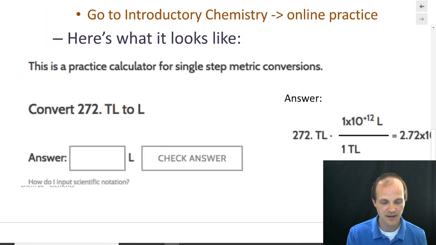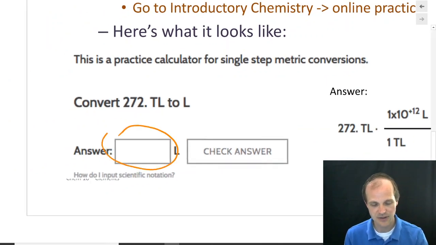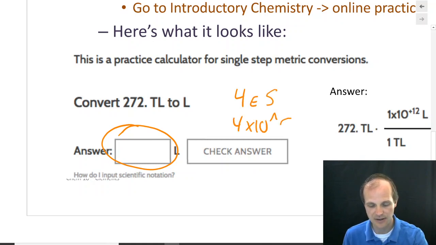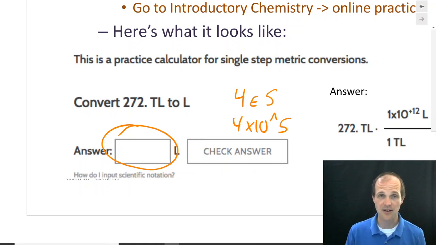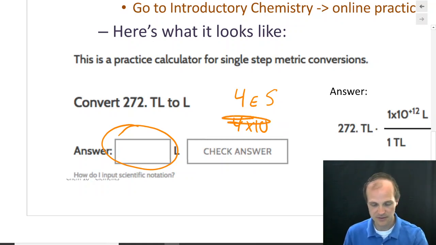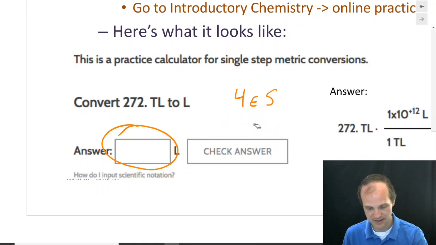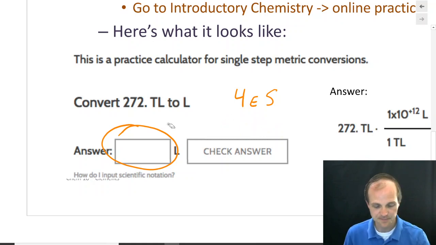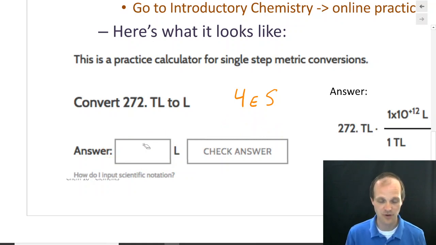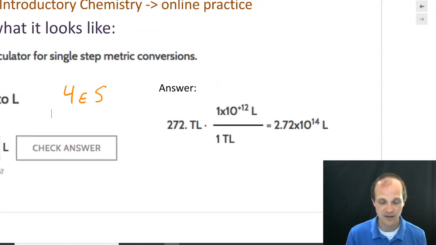What it looks like is it'll give you a problem. It'll ask for the answer. If you need to put in scientific notation, you can use that E notation. So let's say you needed to put in 4 times 10 to the 5th. You can write 4E5. You can also write 4 times 10 caret 5. It'll accept either way. This way is a little more compact. You can also write it in decimal form if you want to as well. It'll check your answer, and then it'll also tell you the answer.